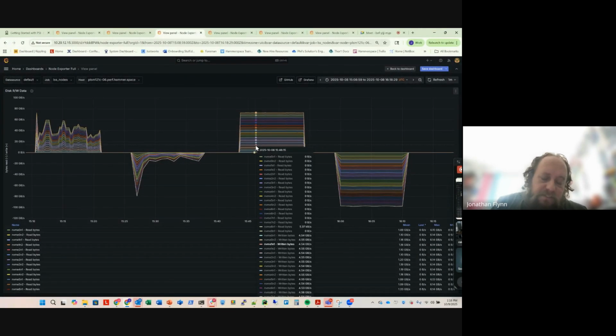Just for your information, my scrape interval is 5 seconds with Prometheus, and so that's the resolution we're working at. So any spikes in between 5 seconds are hard to monitor, but this is a 5-second resolution.